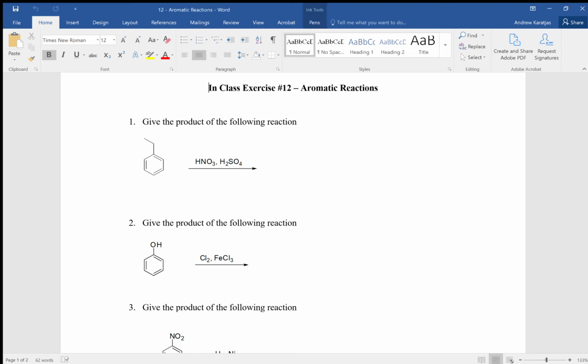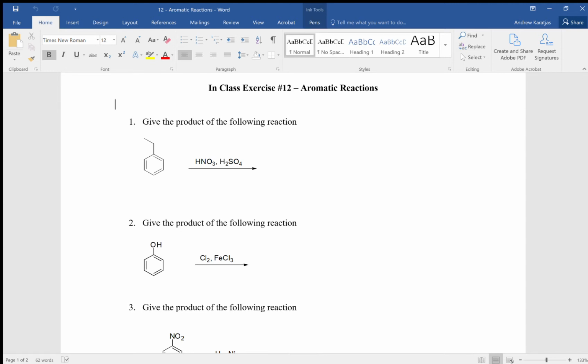Alright, so let's go over these reactions now. Again, as we've talked about previously, the goal here with these reactions is to look for the functional group and to look at what the reagents are. So in this first one, we have nitric acid and sulfuric acid.